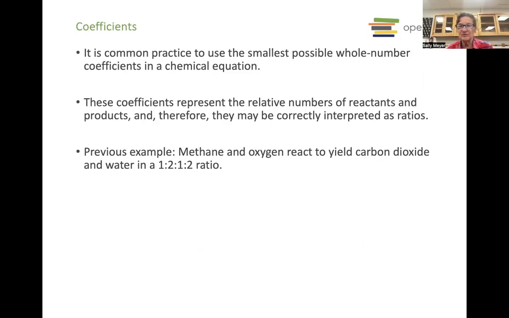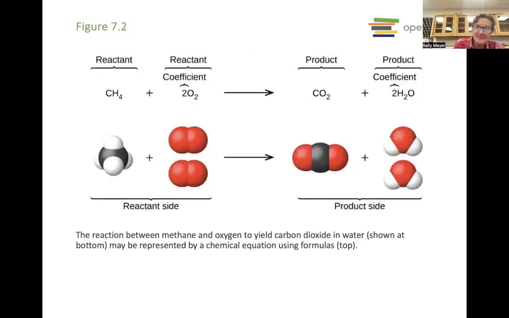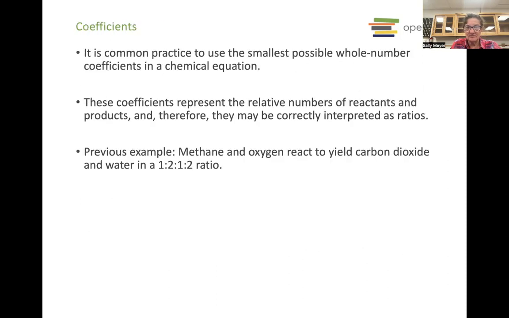So these coefficients represent the relative number of reactants and products, and they may be correctly interpreted as ratios. So in that previous example, methane and oxygen react to form carbon dioxide and water in a 1:2 to 1:2 ratio. So it takes 1 methane and 2 oxygens to make 1 carbon dioxide and 2 waters.